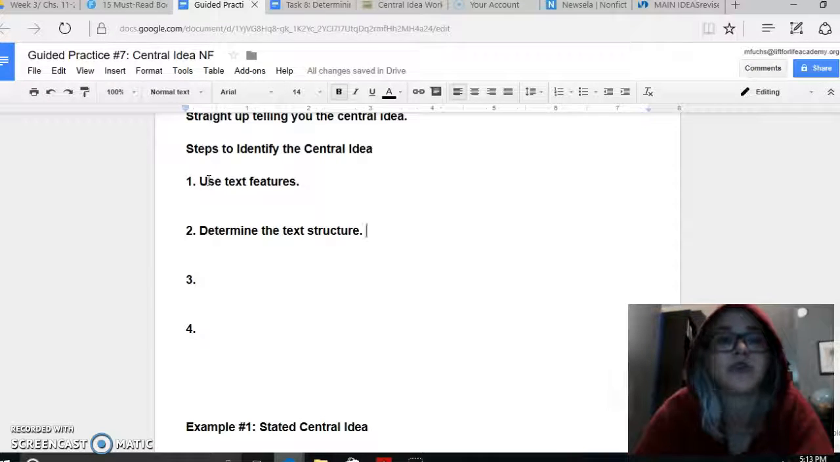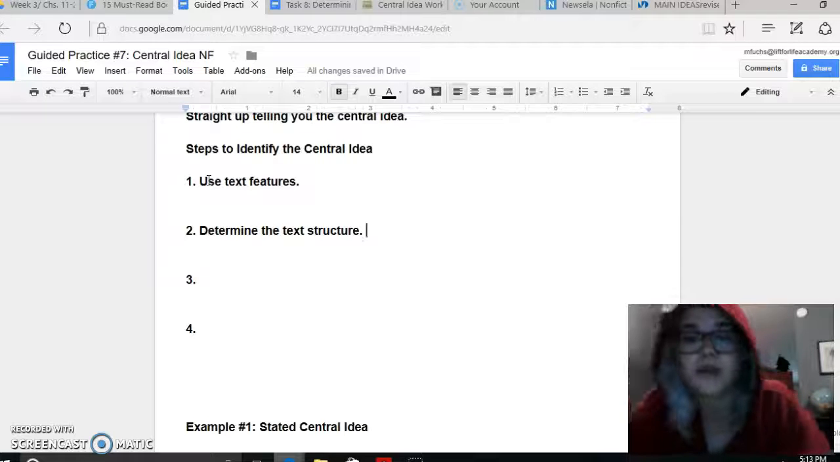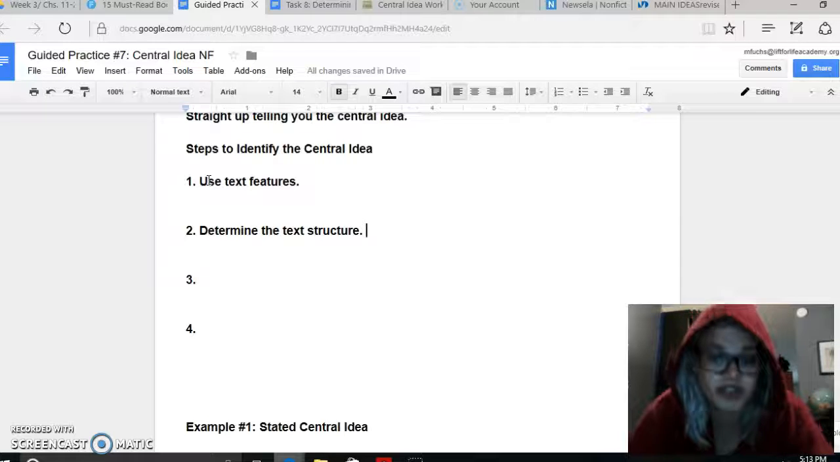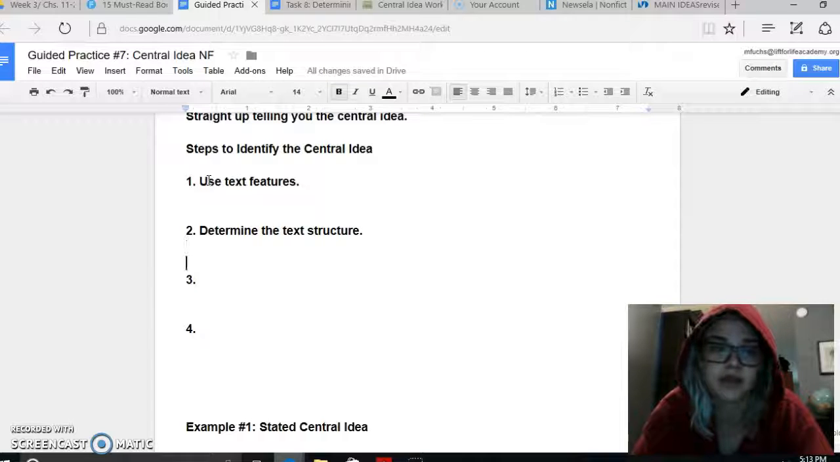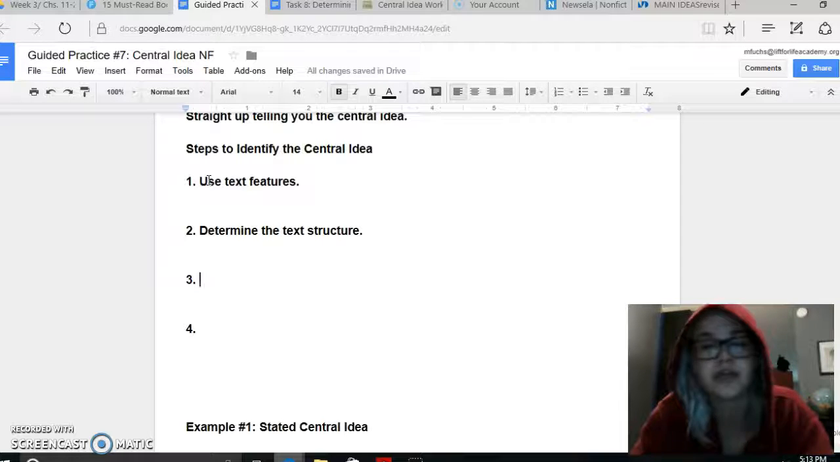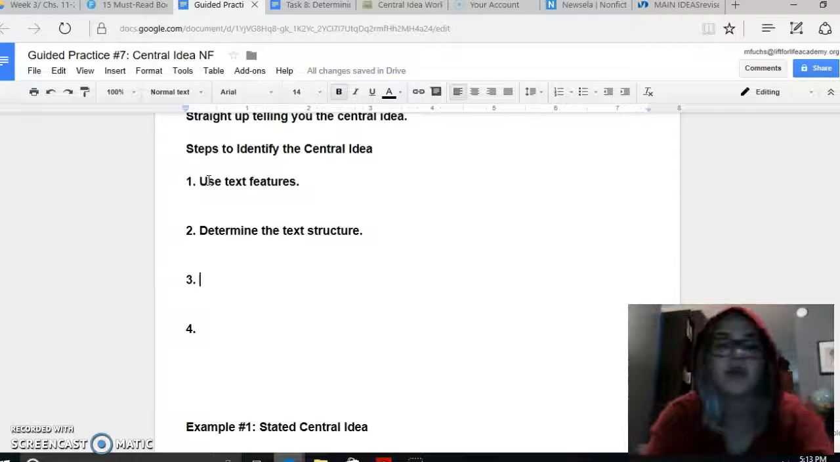And last, is it giving you a problem and trying to find the solution? If it's set up in that structure, that can help you to find the main idea, the central idea, as we call it with the Common Core.